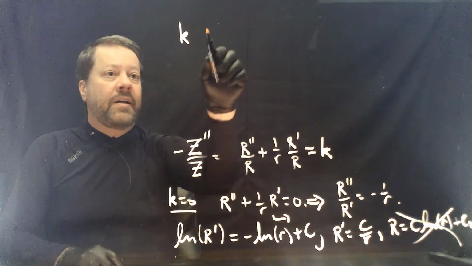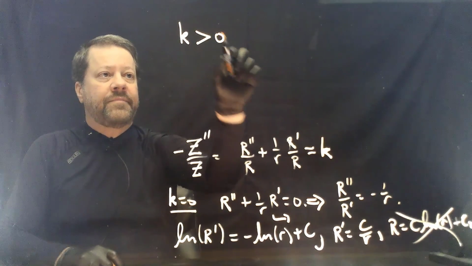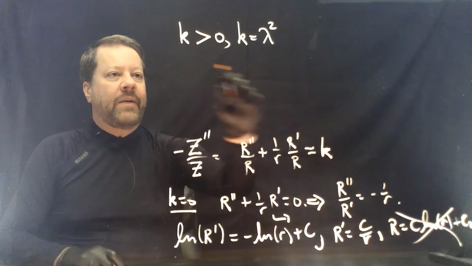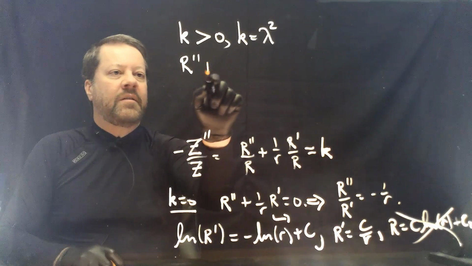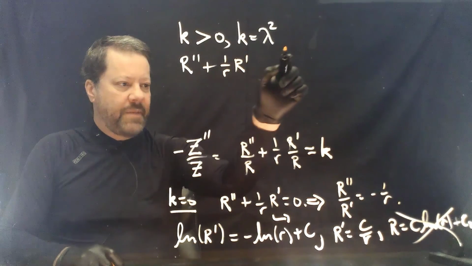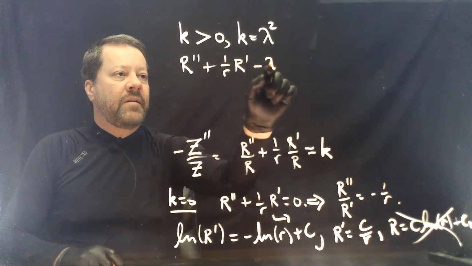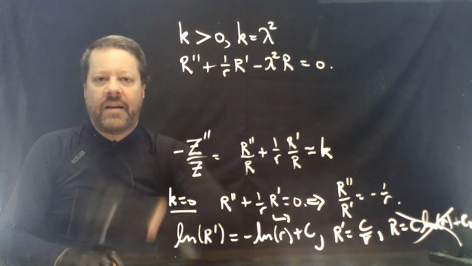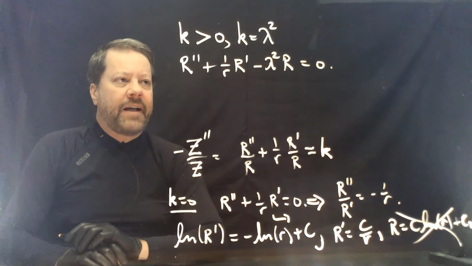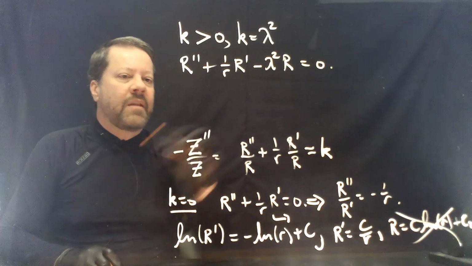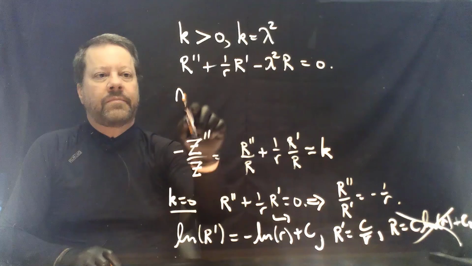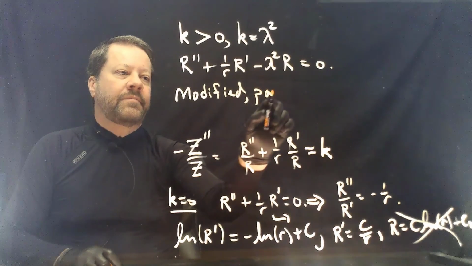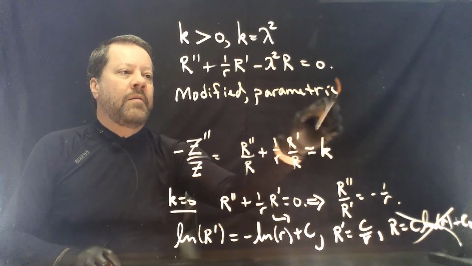If k is positive, we might set k equal to lambda squared. We'll have the following equation, R'' plus 1 over r R' minus lambda squared R equals 0. And we get something that is called a modified Bessel's equation of order 0, modified because of the negative here, and parametric because of the lambda squared.